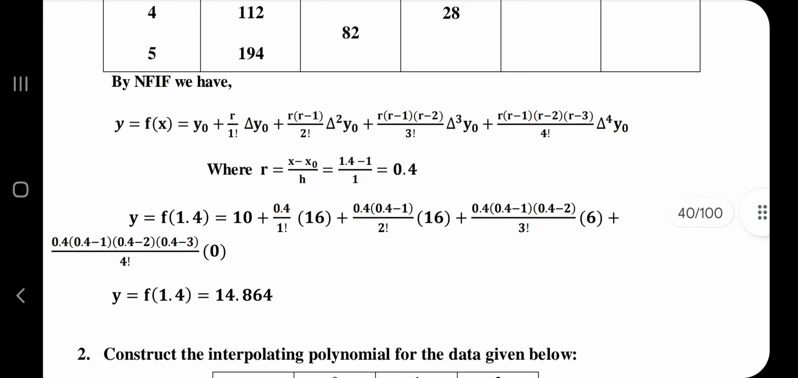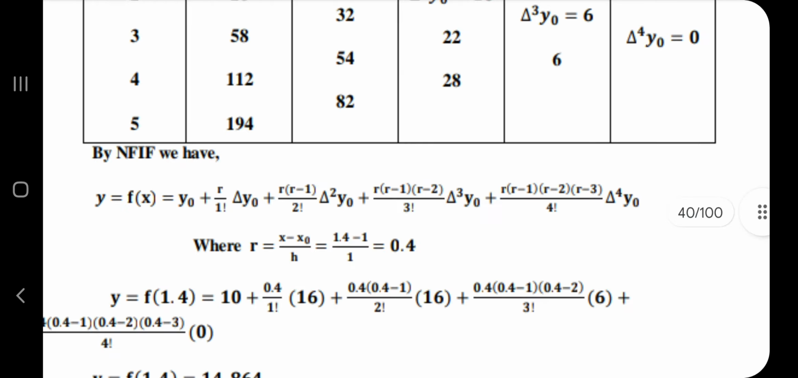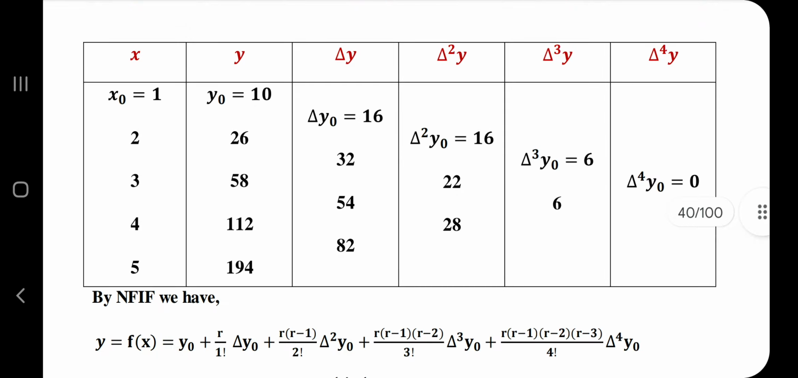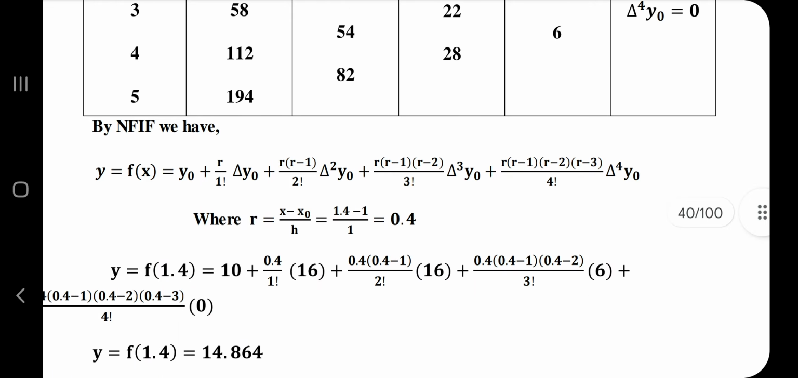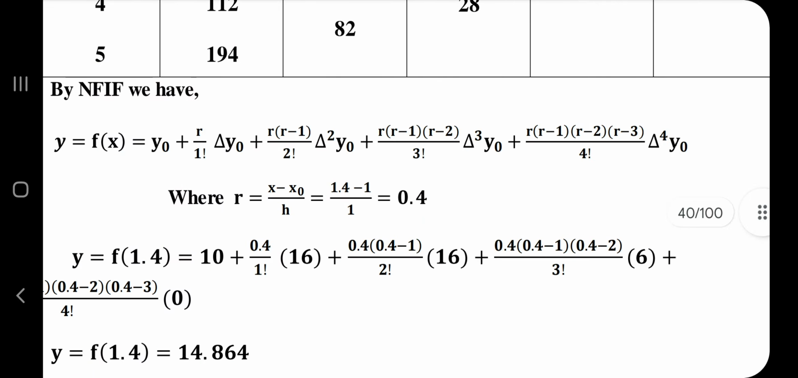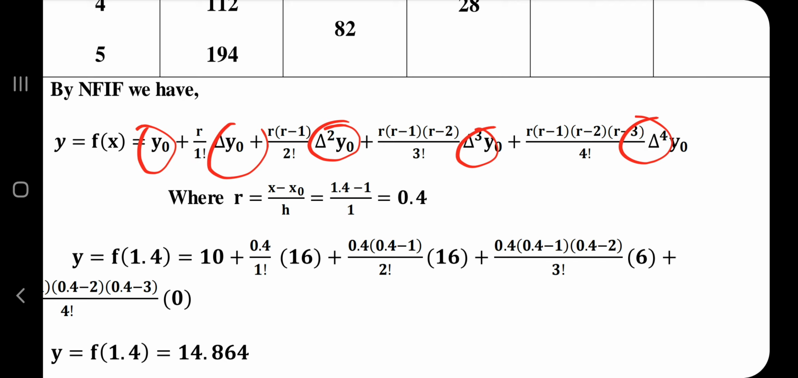Okay, then you have to write this formula. In this formula, it's very simple. What you have to do is whatever the y values you have got here, the y naught value, y naught 2, y naught 3, y naught 4, all these four values we will be using here. So y naught, and here it is y naught square, y naught cube and y naught power 4.